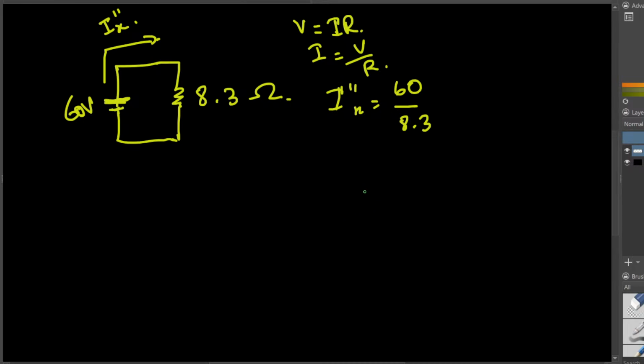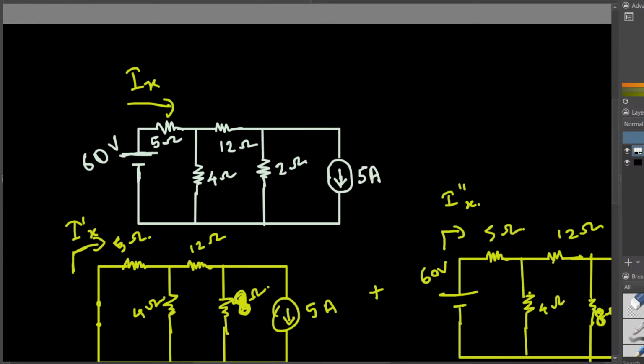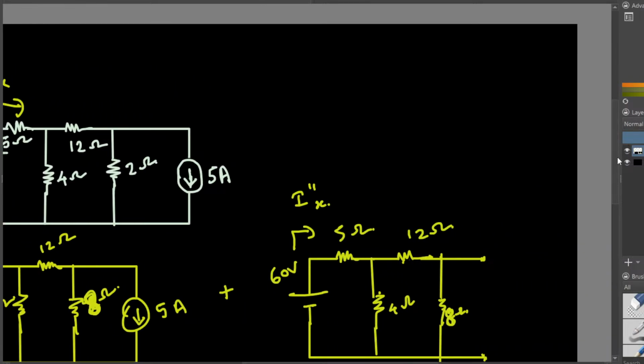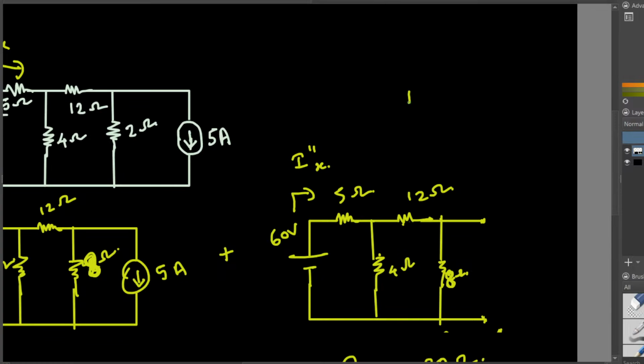That is equivalent to 7.2 ampere. Okay, so now we found out the current. By finding out current, what else can I find? Let's look at this circuit. This is the circuit we are dealing with. In this circuit, I found out the current, that is I double prime X is equal to 7.2 ampere.